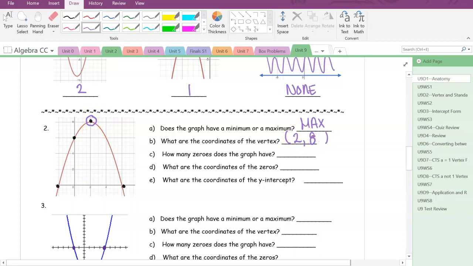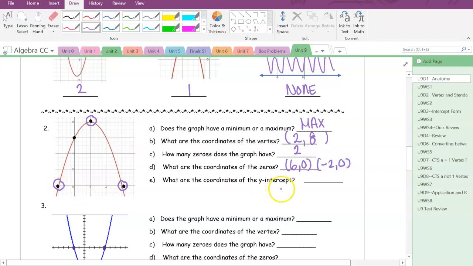How many zeros does the graph have? That's like what we were just doing above. Here's your x-axis down here. We have 2 of them. And now we're going to go ahead and give the coordinates of those zeros. It's hard to read that, but that looks like a 6, 0. And then we also have, this is a -2, I believe, 0.